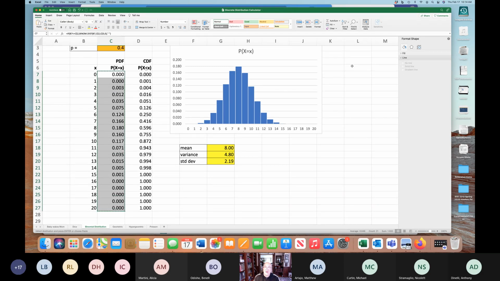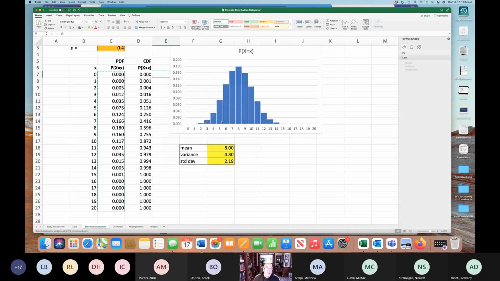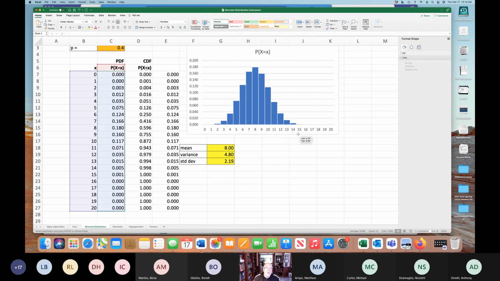Copy. And why don't I just put it right here temporarily? Paste special, which means I don't want to keep the formulas. I want to just keep values and number formatting. So it keeps that. So this is when P is equal to 0.4. Let me move this over just a tad so we can see that.